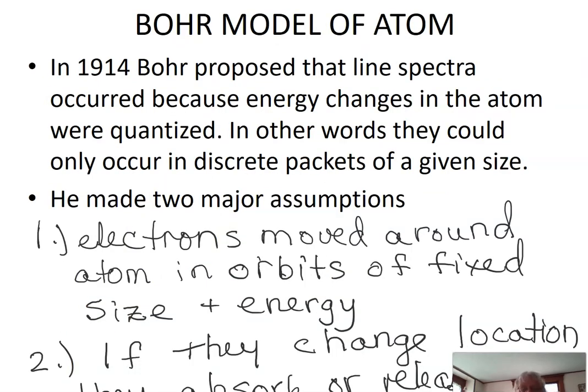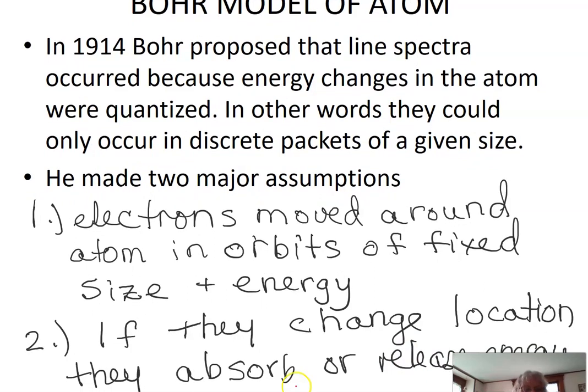At this point, Niels Bohr made a proposal that the line spectra they were seeing were linked to the energy changes in the atoms, and that energy changes of the electrons moving around the atoms could only occur in discrete packets of a given size. So he made two assumptions about the structure of the atom and where the electrons were, because it was the motion of the electrons that was causing this.